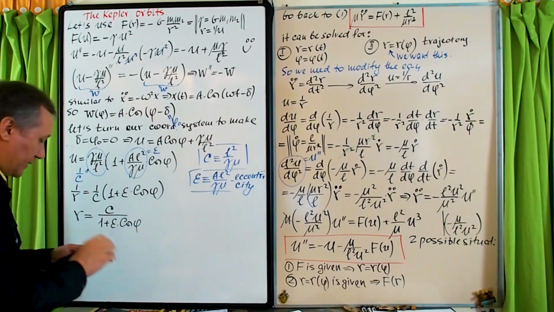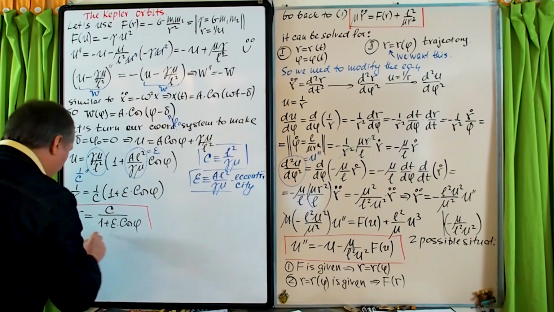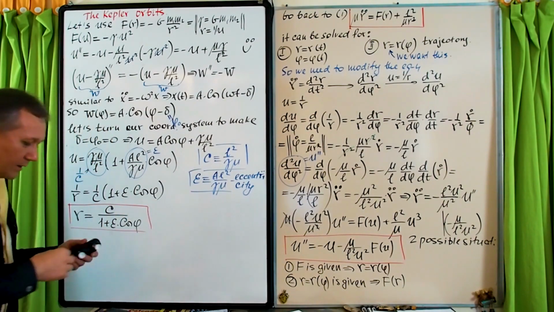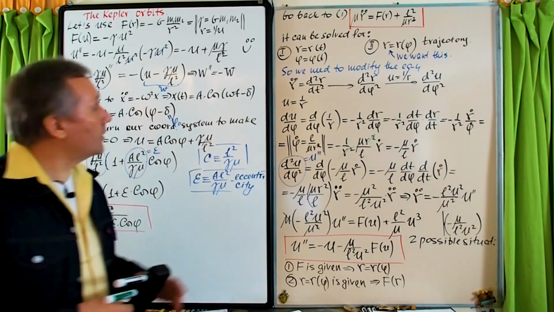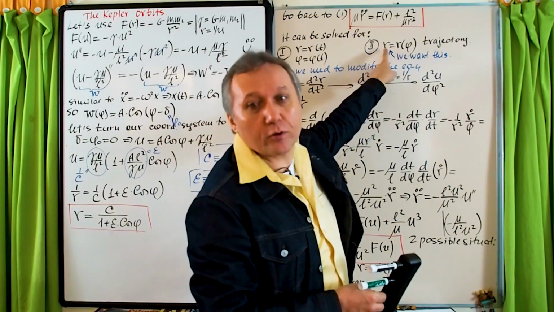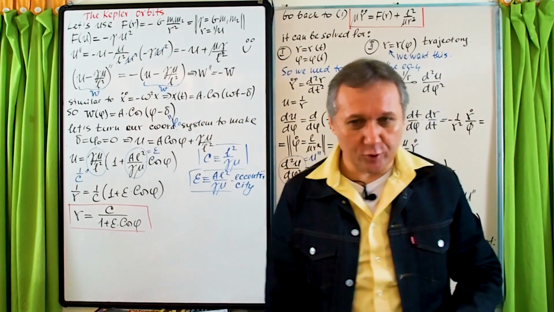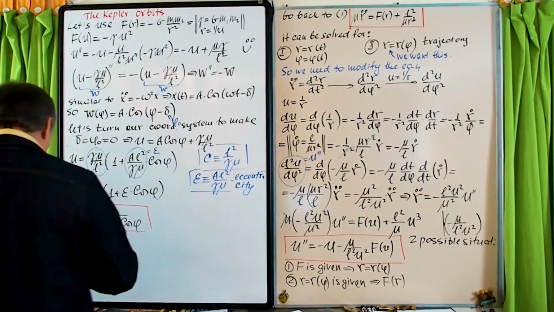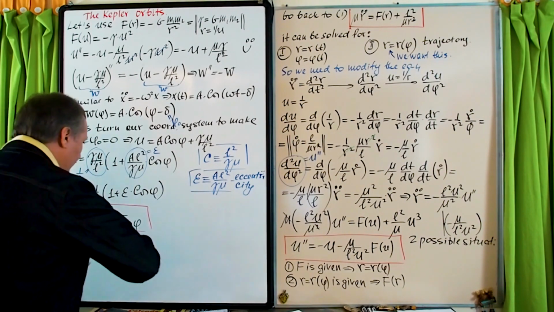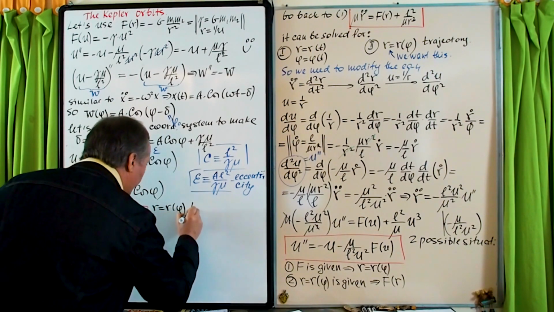So that's basically the final form of our trajectory. You remember what we're trying to get? We're trying to get this, r as a function of phi. Not trying, we already got it. Ta-da, here it is, enjoy it, right? So that's our trajectory.